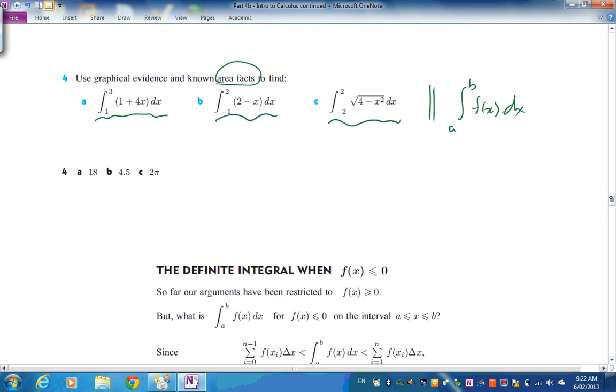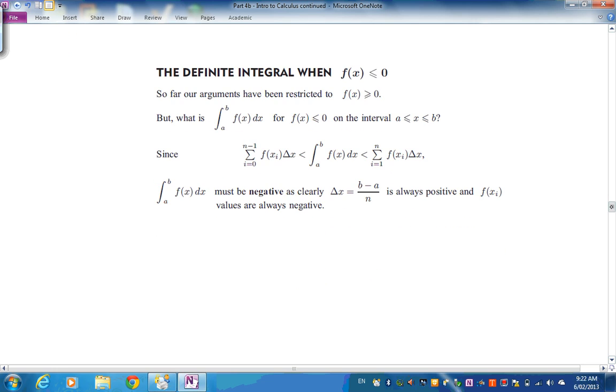Try those problems. Pause the presentation, have a go. Make sure you get those answers. You need to draw the graph and have a look. Use your calculator and look at the shape and use a formula for the area, which you know for that particular geometric shape.